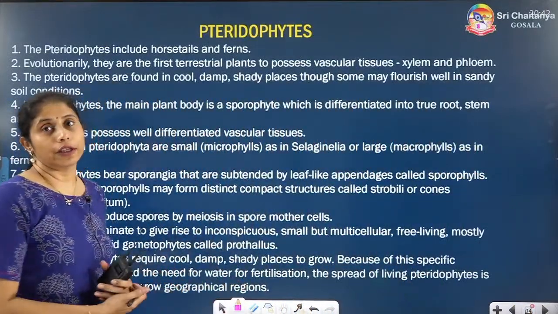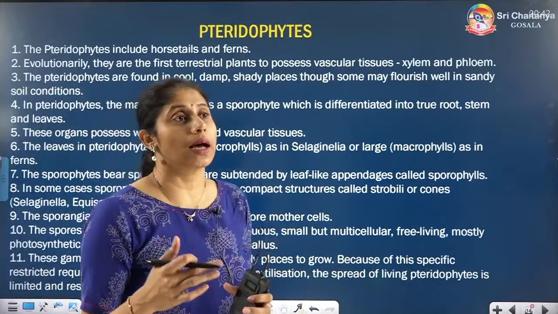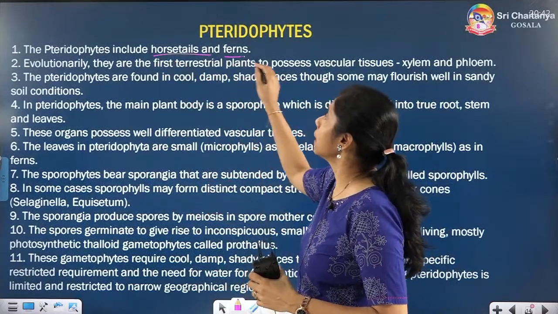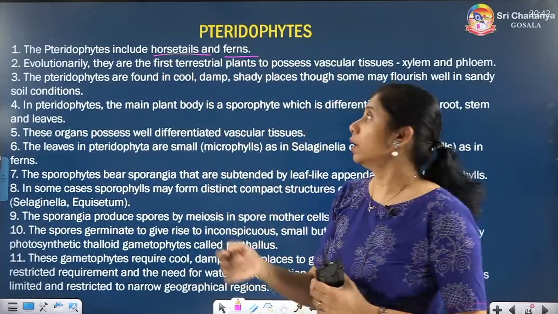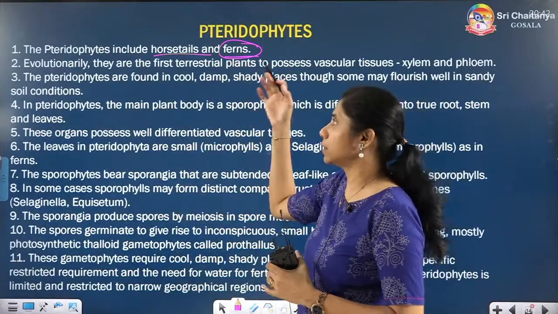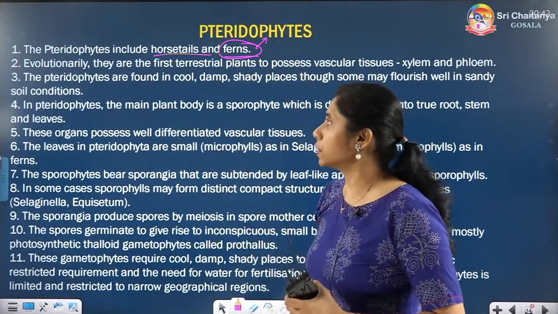Next one, Pteridophytes. In Pteridophytes, we have horsetails and ferns. Commonly, Pteridophytes means ferns only, but horsetails are also some type of Pteridophytes. Mostly, they are called ferns.